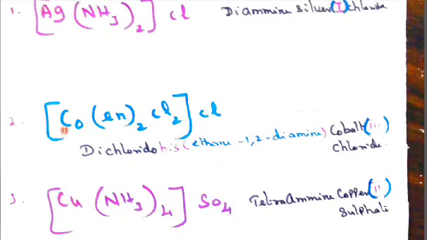Next is the central metal atom or ion. It is cobalt. The oxidation state is 3 because 3 negative ions are present, so it is 3+. Mentioned in Roman numeral III enclosed in a closed bracket, then chloride.